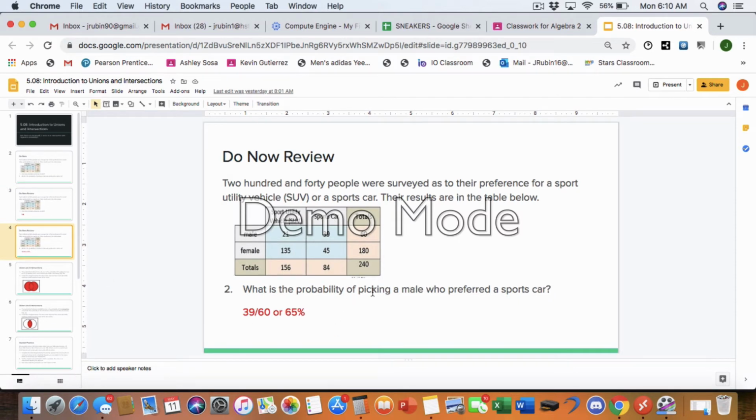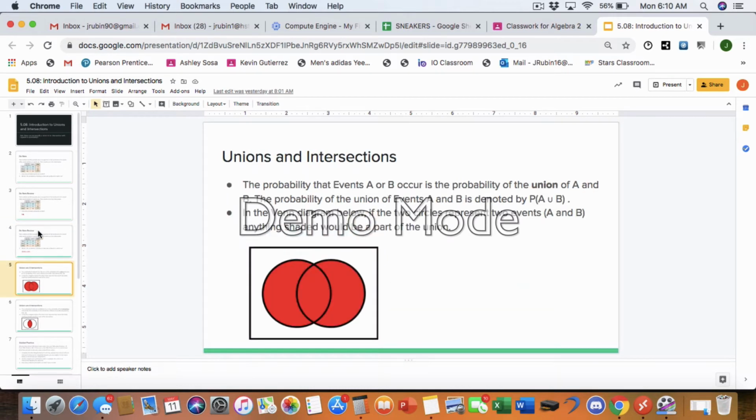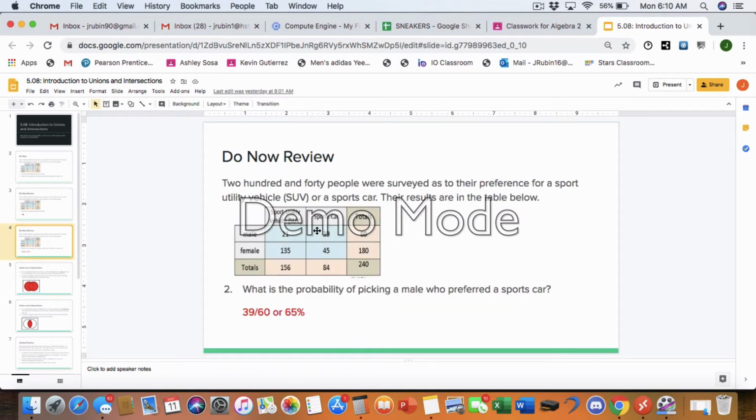What is the probability of picking a male who preferred a sports car? So we need to satisfy two things. We need to have male and we need to have a sports car. So here's sports car. Here's the total of males, so it would be 39 over 60 or 65%.